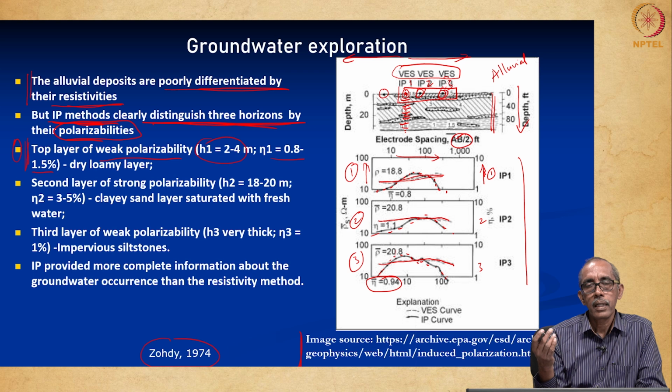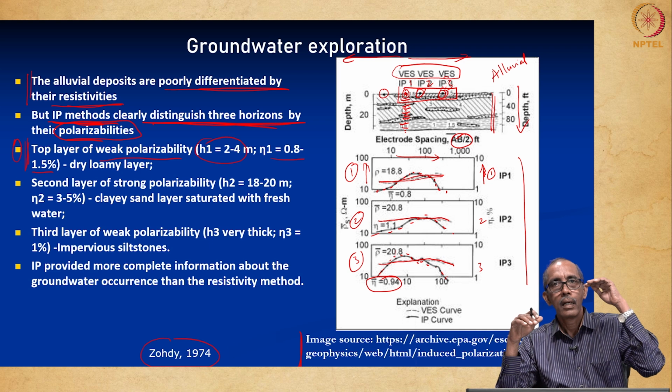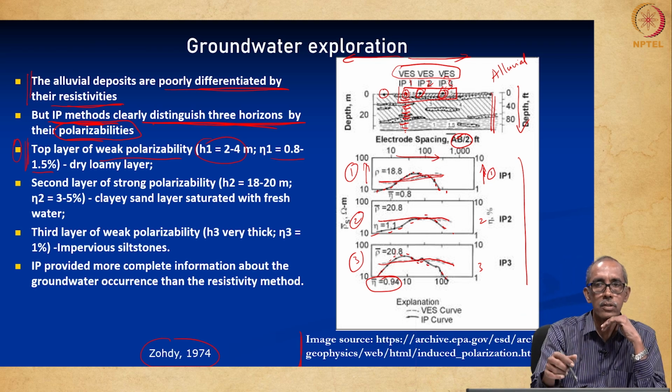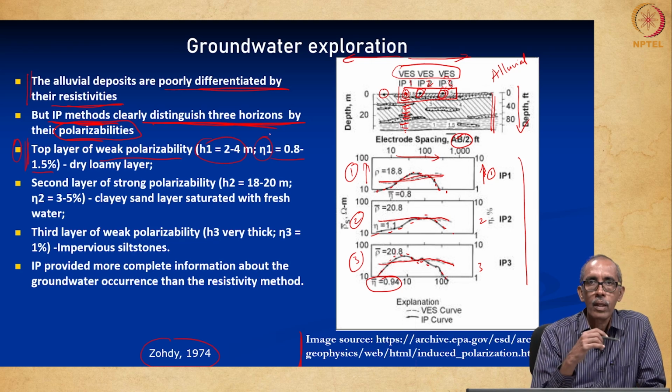How are we explaining that in terms of percentage? That means when the current is flowing, when you are applying current, what was the voltage which you have measured. When you stop the current, what is the voltage which you have measured? What is the percentage difference? That is what is given here, right? This is for layer 1.